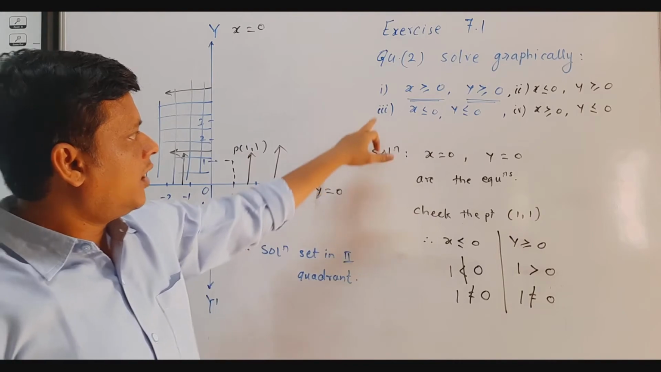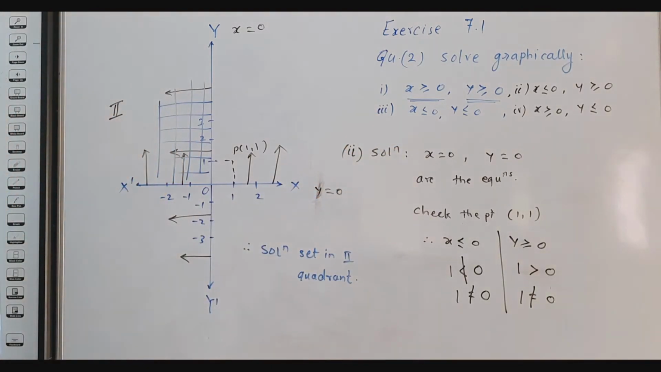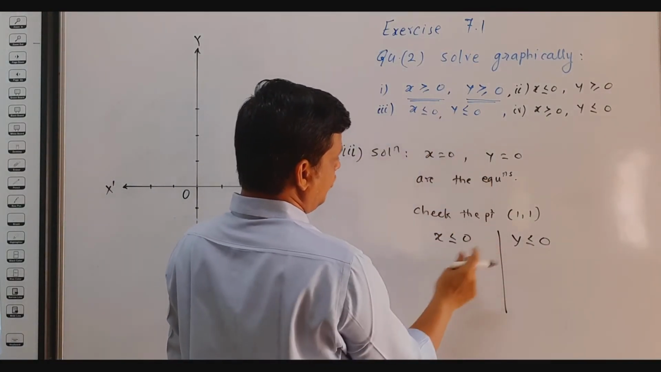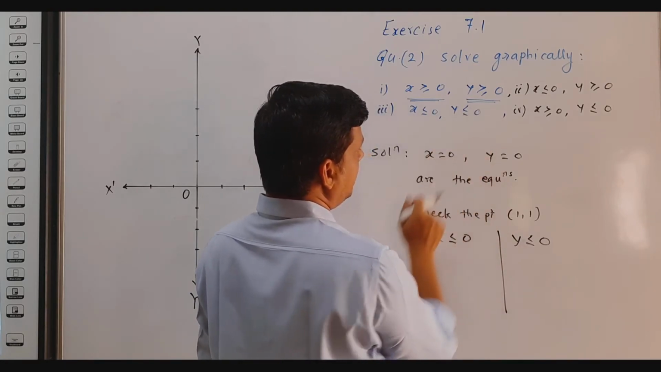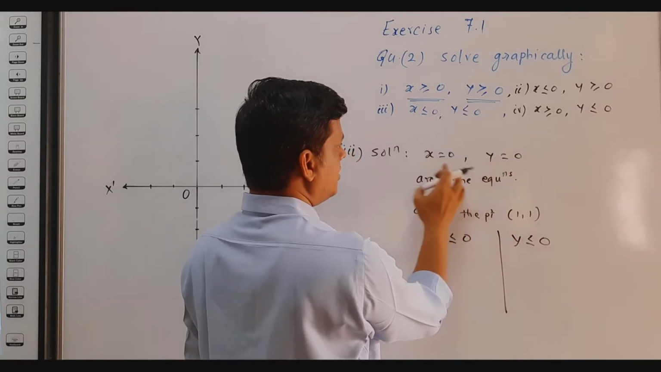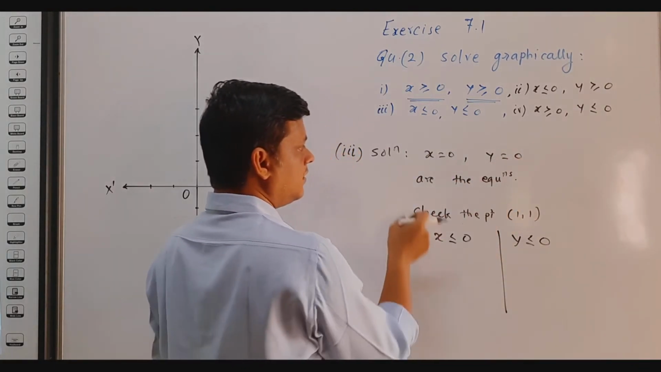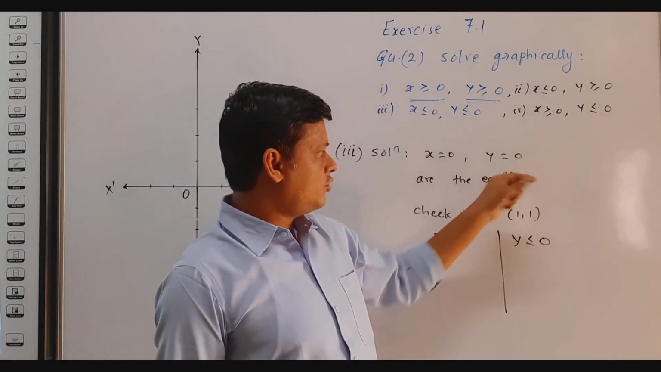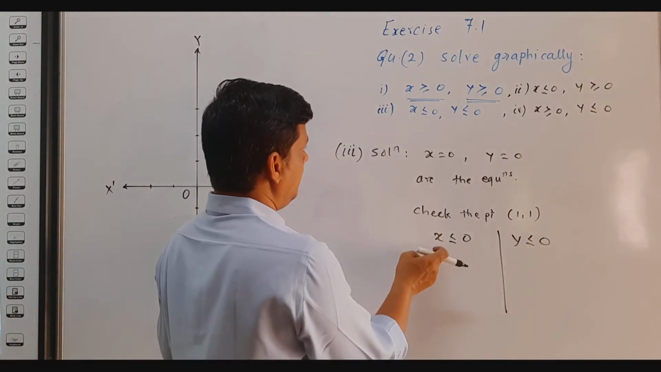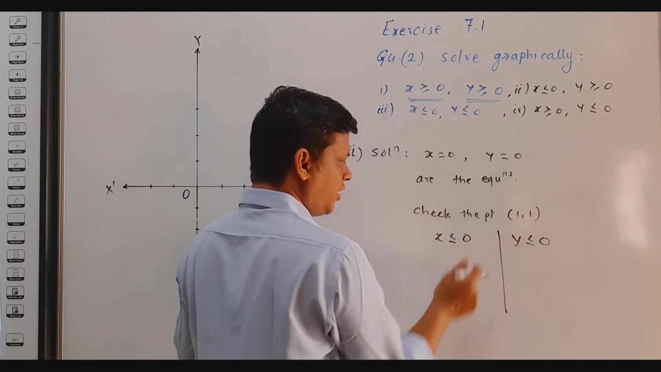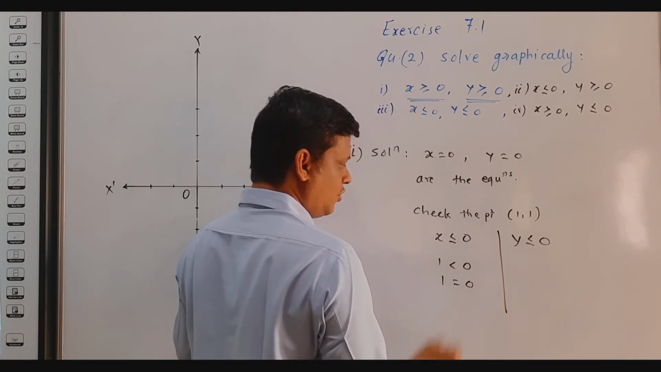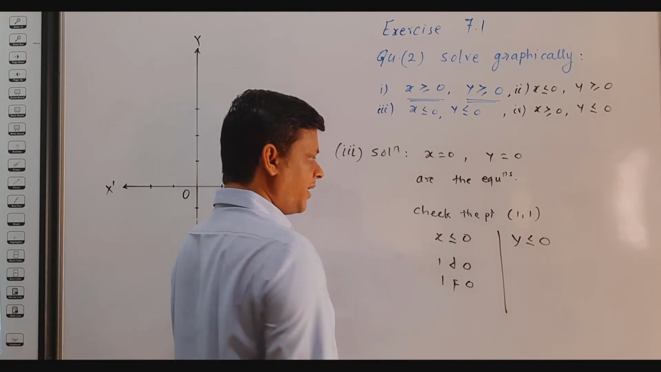So we check for third. Now see third sub question. Inequalities are x less or equals to 0 and y less or equals to 0. So we write equation for this inequations x equals to 0, y equals to 0. So again we check the point 1, 1. So we check this 1 less or equals to 0 because x is 1 here. So 1 less than 0 or 1 equals to 0. We know that both the conditions do not satisfy.